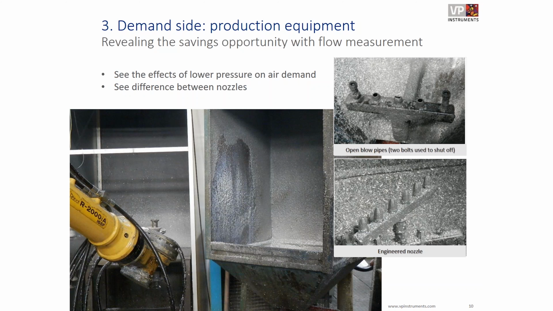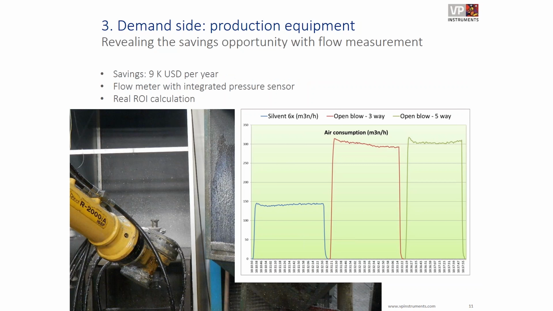And then a sales guy came and he said, well, maybe you need an engineered nozzle that might save you some money. And sometimes customers are a little skeptical about that. But well, they gave it a try and they used a flow meter to check actually how much they could save. And in this case, the savings were quite interesting. With the do-it-yourself nozzle, they consumed about twice as much air as with an engineered nozzle.